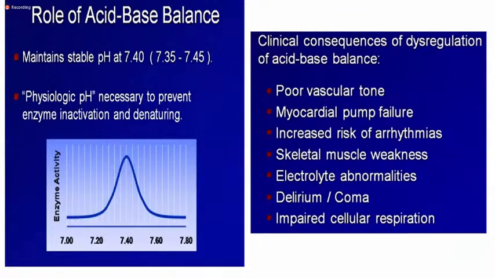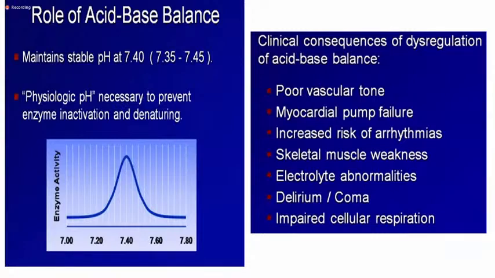So why do we need to maintain pH within a normal level? Let's start off with the normal pH. The normal pH range is 7.35 to 7.45. If I give you a BGA within the ward, at the very least, I expect you to say whether the pH is normal or not. So normal pH is 7.35 to 7.45. Acid-base balance tries to maintain that pH stable within that range because it is the physiologic pH necessary to prevent enzyme inactivation and denaturing.